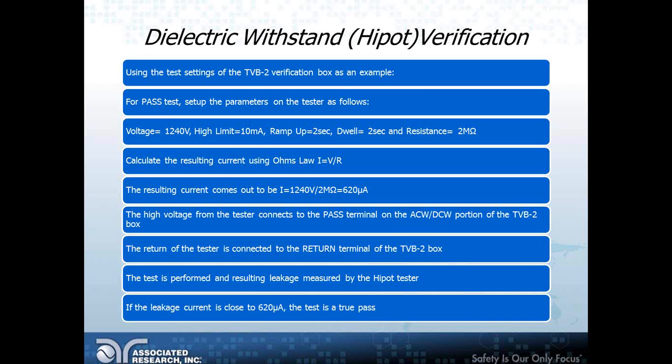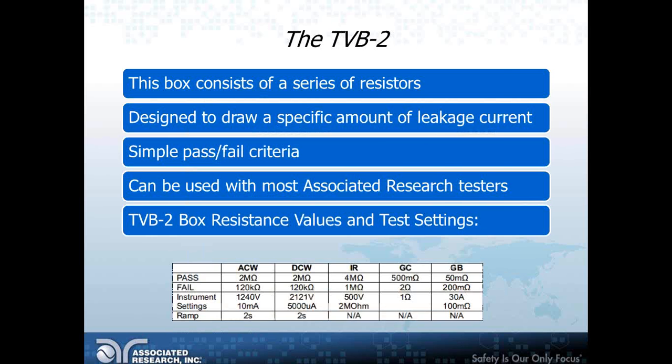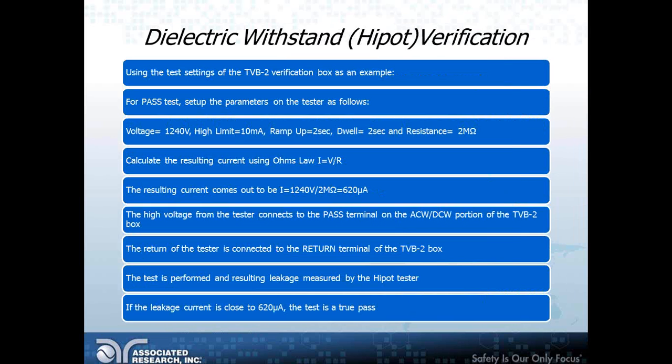One will be for a pass and one will be for a fail. The first test is a pass test. Go back to the box, you could see there's a pass and a fail port for each test type. So the Hipot unit, as we know, is set to 1240 volts AC.